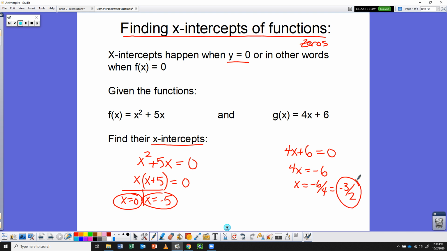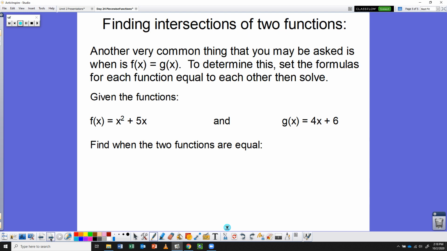Okay. So the last thing that we're going to do is talk about how to find points of intersection between two functions. So when asked to find the point of intersection between two functions, what you're going to do is set the formulas for the two functions equal to each other. So you take f of x, whatever its formula is, g of x, whatever its formula is, and then actually set the two formulas equal to each other.